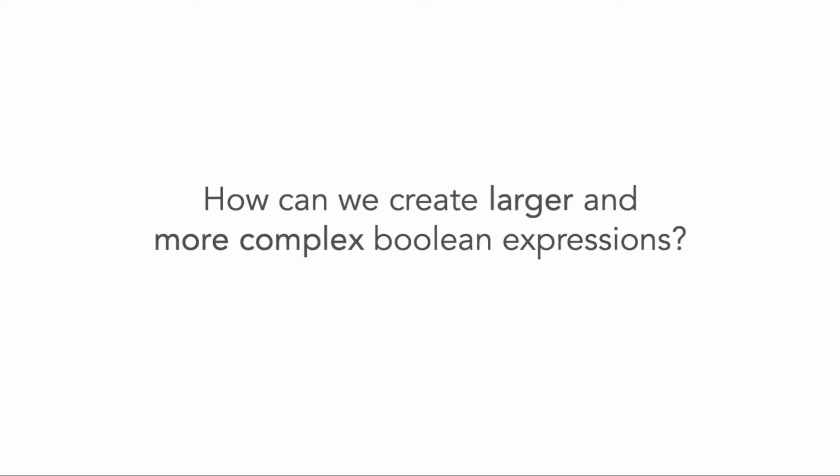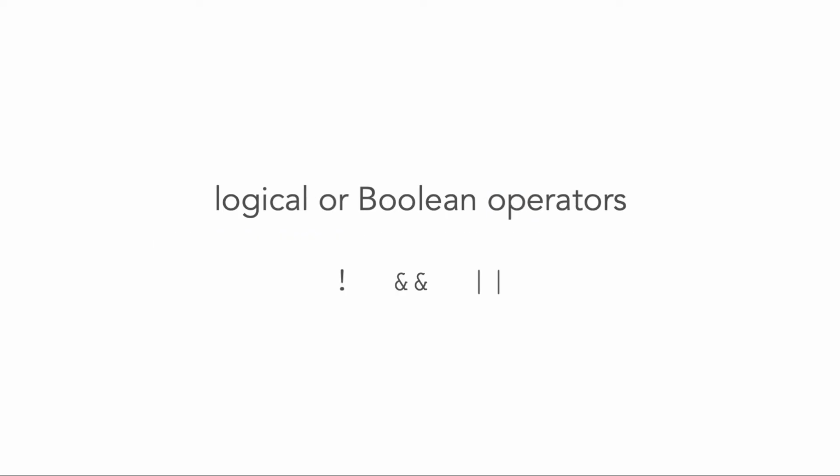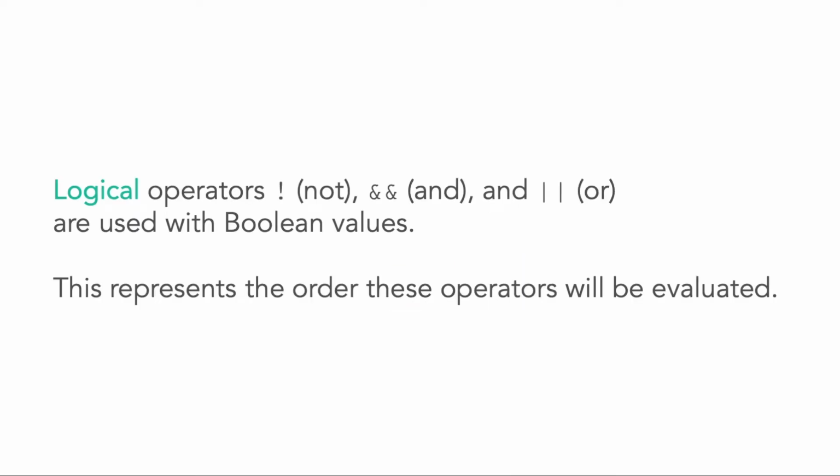How can we create larger and more complex Boolean expressions? Using logical or Boolean operators. Logical operators allow programs to make decisions based on multiple conditions. This is the not operator. This is the and operator. This is the or operator. Logical operators not, and, or are used with Boolean values.